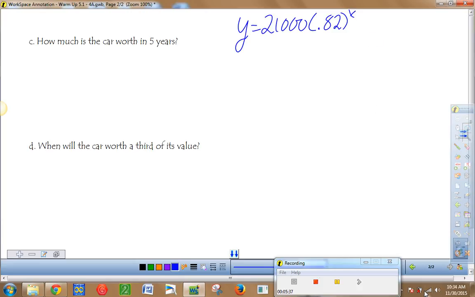To our advantage. How can we figure out how much the car is worth in 5 years? Plug 5 into the x value, as simple as this. This is your x value. So we've got 21,000 times 0.82 to the 5th power.